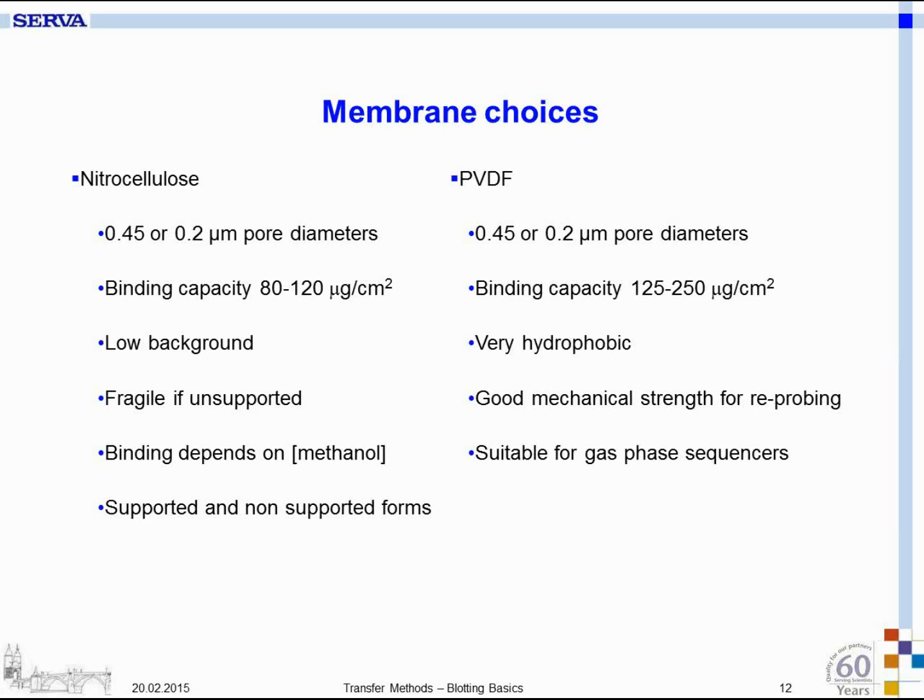So why don't you always use PVDF? One reason to use nitrocellulose is that it's usually cheaper, but it also binds smaller proteins and peptides more efficiently than PVDF. So that's one of the reasons to use nitrocellulose, and now you also have supported nitrocellulose on the market for better mechanical strength.